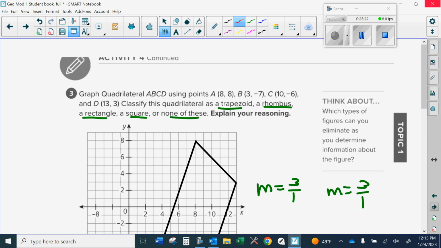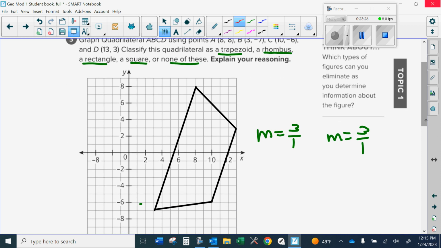Okay, again, we're choosing between trapezoid, rhombus, rectangle, square, or none. So we plot those right there. I have it like that. Hopefully, it looks like these are parallel, and there's only one set that's parallel. So that looks like a trapezoid. We could check it. Down 3 and right 1. Down 3 and right 1. Yes, slopes are 3, so those are parallel. That makes it at least a trapezoid, and these aren't parallel. So I'm having a trapezoid.